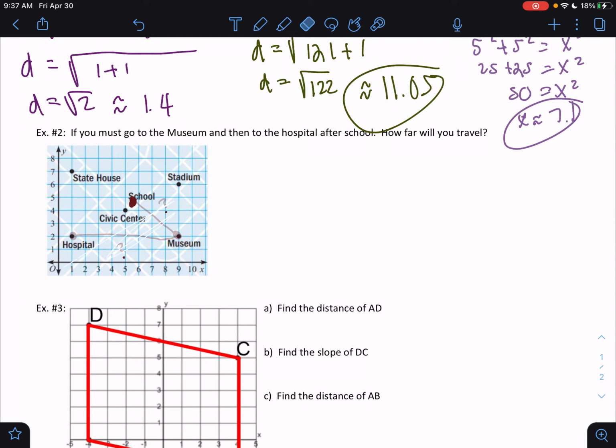So I'm going to erase this, and we're going to start with just one of the distances first. So we'll start with the distance from the school and then to the museum. Redraw that.